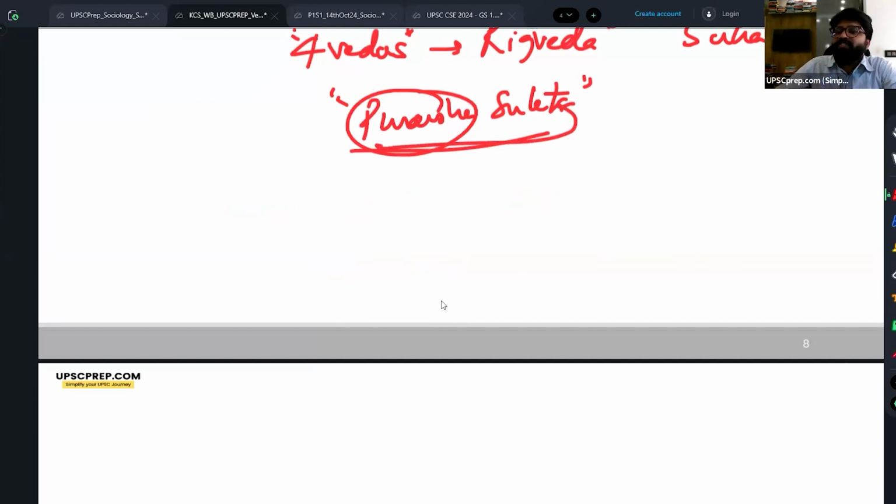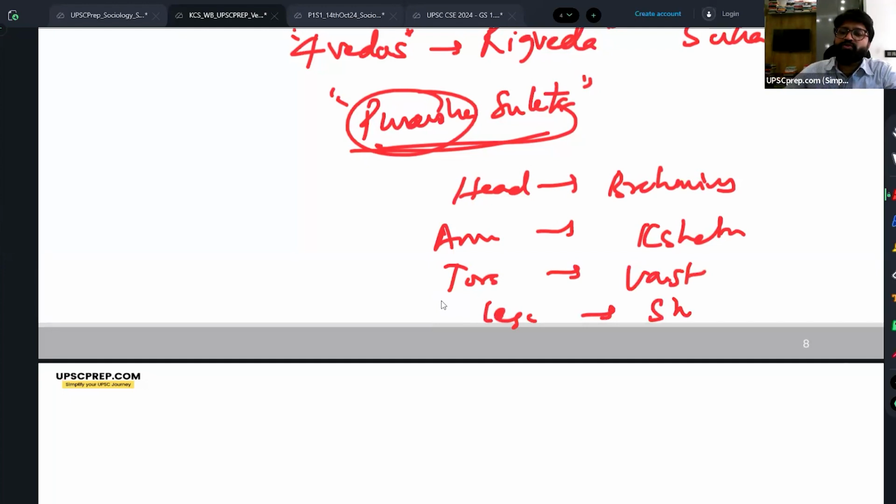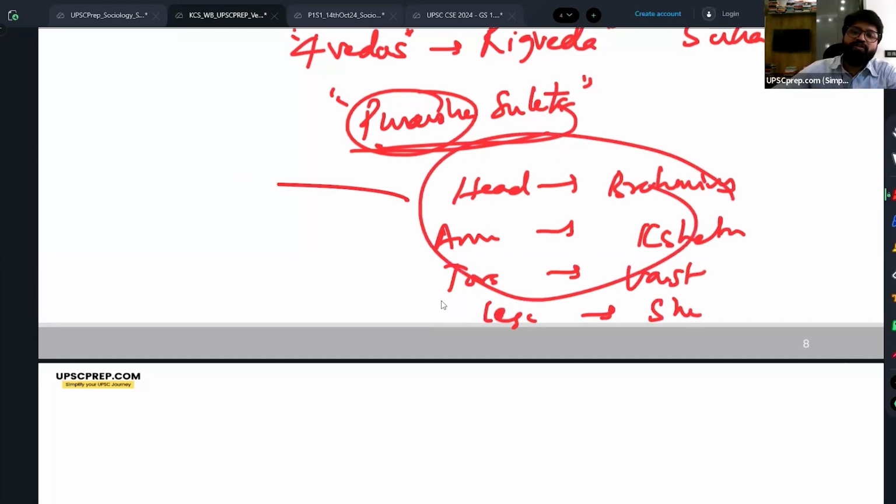And when he was sacrificing his own life, whatever emerged out of his head are those people who are considered to be Brahmins. Whatever emerged out of the arms are considered Kshatriyas. Whatever is from the torso is your Vaishya, and whatever emerged out of the legs is your Shudras. And from this we see that the caste system is different in a way.